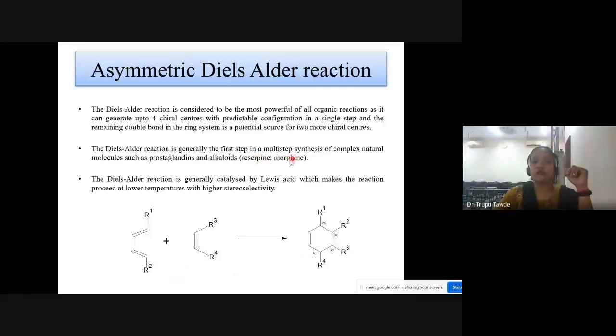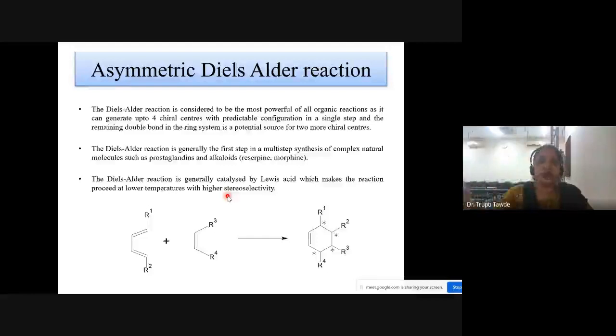Again, there are a lot of natural product syntheses which involve this Diels-Alder reaction as one of the steps. Of course, they are multi-step synthesis processes, and one of the steps is nothing but your Diels-Alder reaction, including the preparation of prostaglandins and some alkaloids. This Diels-Alder reaction is generally catalyzed by a Lewis acid catalyst.